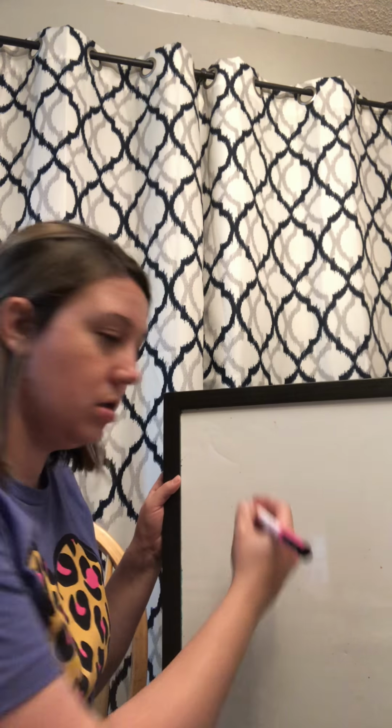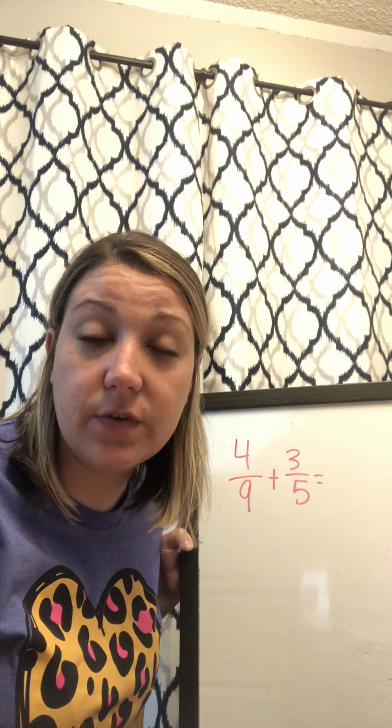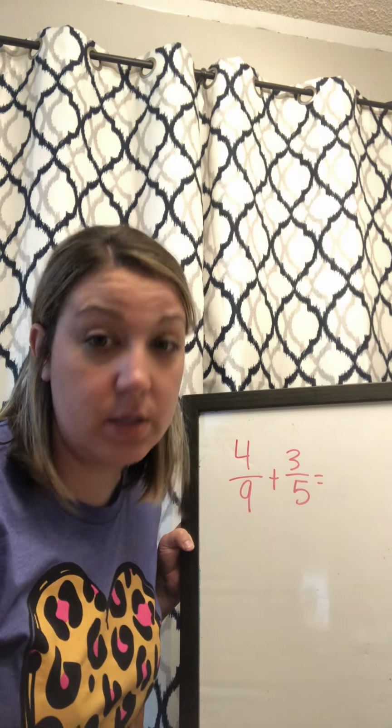So we have 3/5 and we have 4/9, and I'm going to first start off with adding fractions. So we're going to add fractions with unlike denominators. So we have 4/9 plus 3/5. Okay, what do you first notice about these fractions? These fractions do not have common denominators. Can we add fractions with unlike denominators? No, we can't. So we have to find a common denominator.